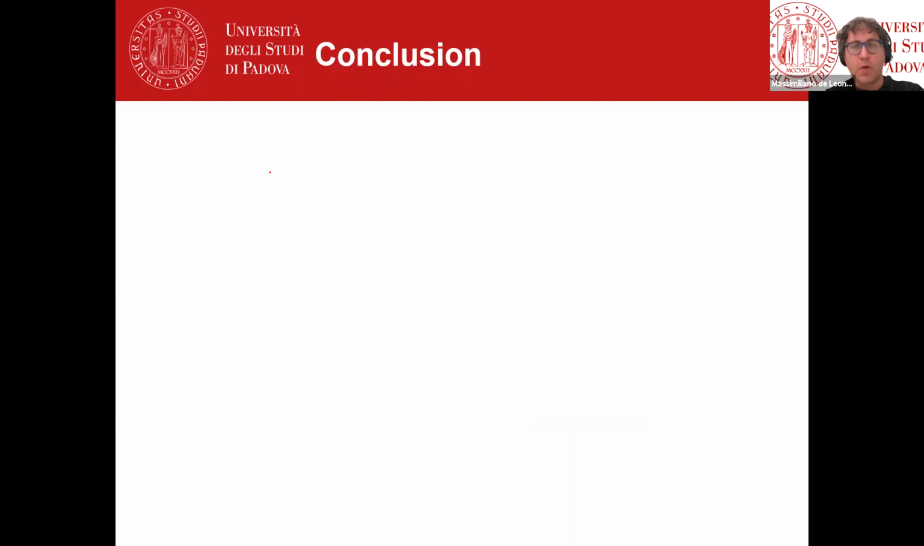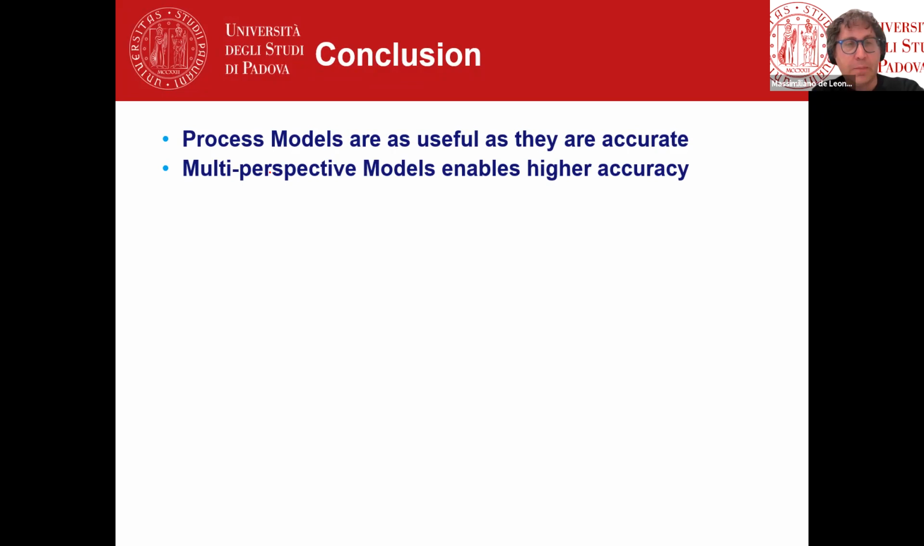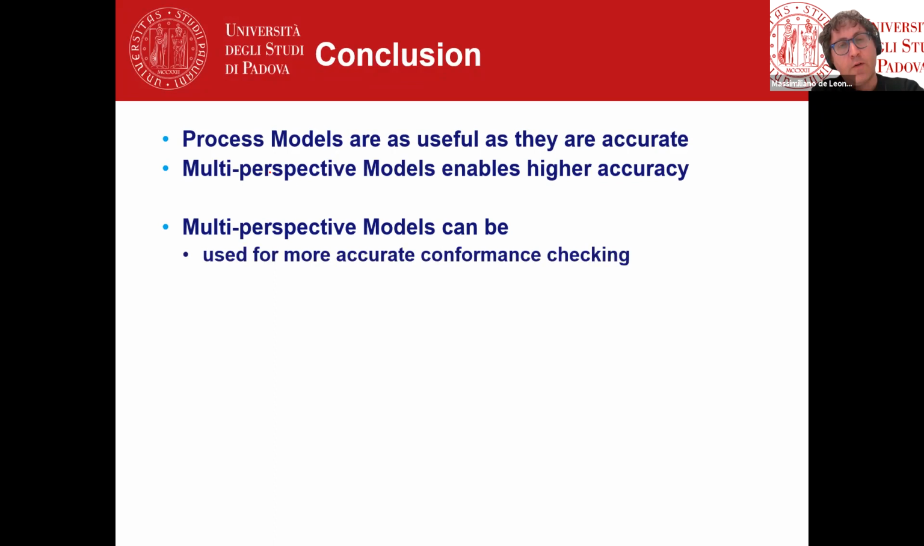So with this, I conclude. We started by saying that process models are useful as much as they are accurate. And we advocate multi-perspective models as a way to enable higher accuracy. Multi-perspective models can then be used for more accurate conformance checking, because now I can check the conformance with respect to the decisions, resources, time, and so on.